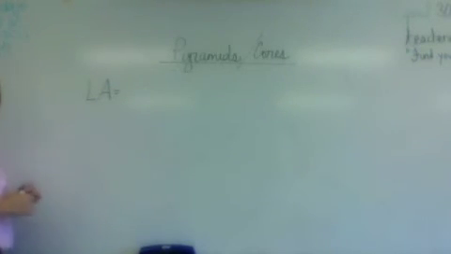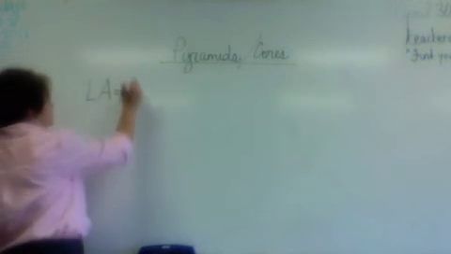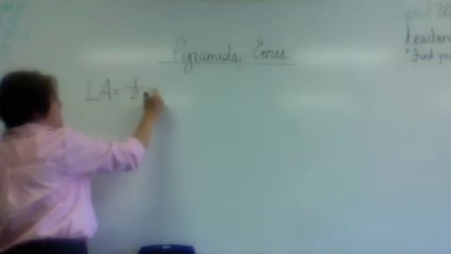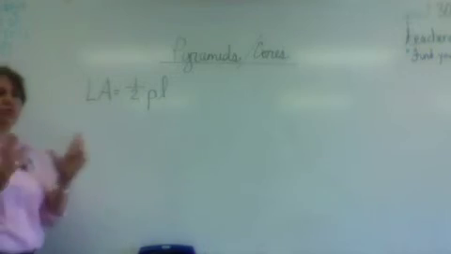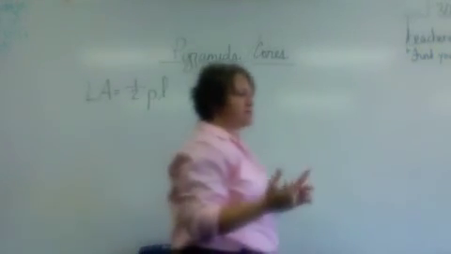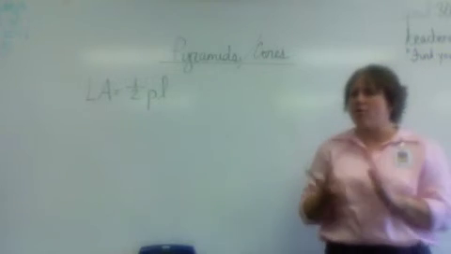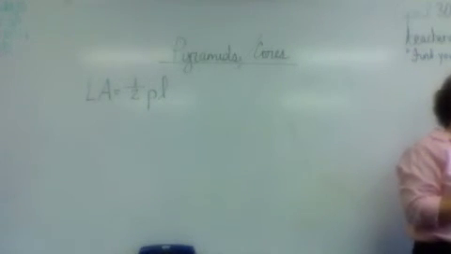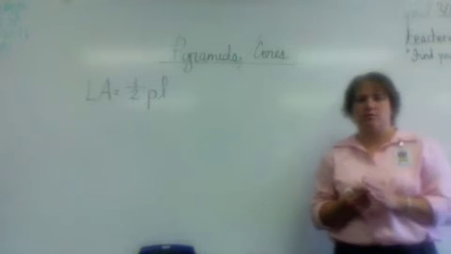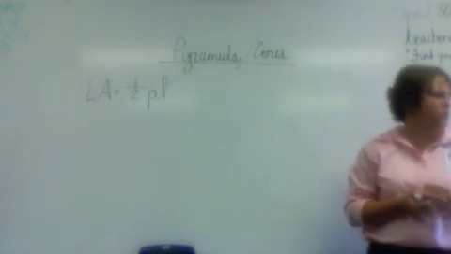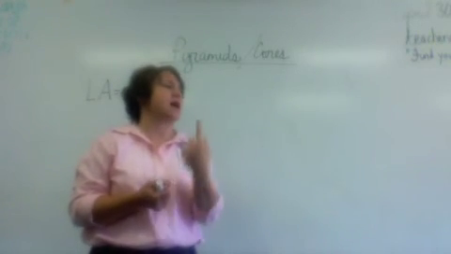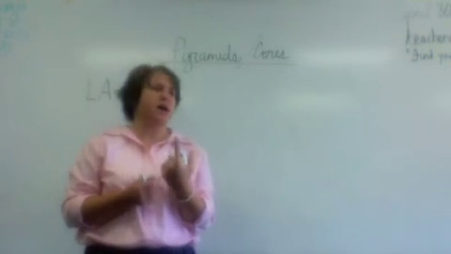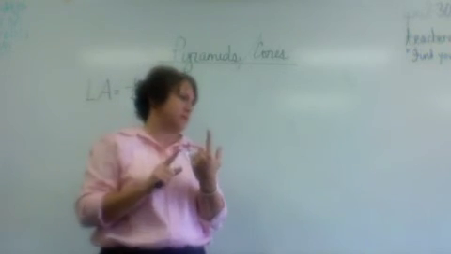Does anybody remember what it is for pyramids or cones? Close. It's 1/2 PL. What does the P stand for? Perimeter of the base. That's the distance around the base. It's not the area of the base, it's the distance around the sides. Okay? And what does L stand for? The slant height. Remember, in our pyramids, the regular height is perpendicular to the base. It's inside the pyramid or the cone. The slant height actually lies on the edge of the thing. Okay?